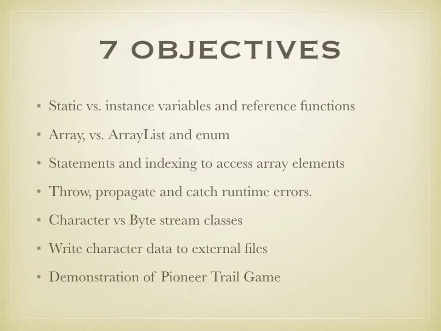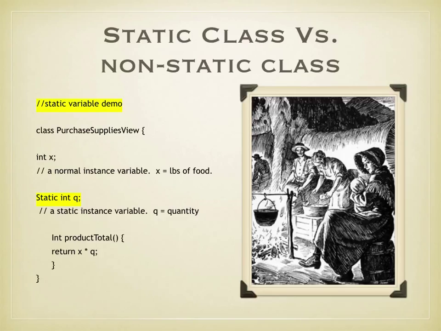There are 7 objectives for this presentation. They are to explain the difference between static versus instance variables and how to reference and call them in functions, explain arrays, array lists, and enums and why we use them, show how to use basic statements and indexing to access array elements, how to catch runtime errors, explain the difference and use of character versus byte stream classes, and how to output and write files to an external source. Finally, to conclude, I will run through my team's Pioneer game with you. Let's begin.